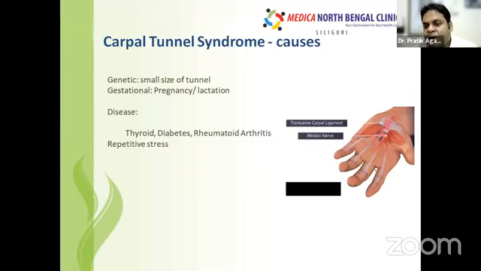Carpal tunnel syndrome is also commonly seen in patients suffering from thyroid disorders, diabetes, rheumatoid arthritis, and those who do continuous repetitive stresses on the wrist. For example, keyboard users, painters, household workers, and road drillers who keep on drilling with these automatic machines, which causes repetitive stress on the wrist, leading to carpal tunnel syndrome.